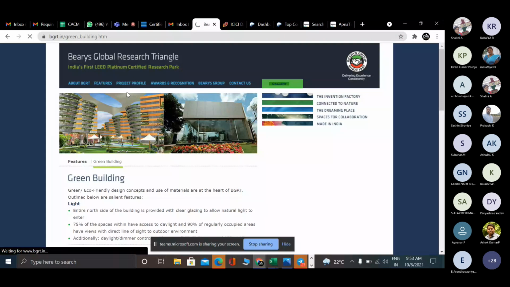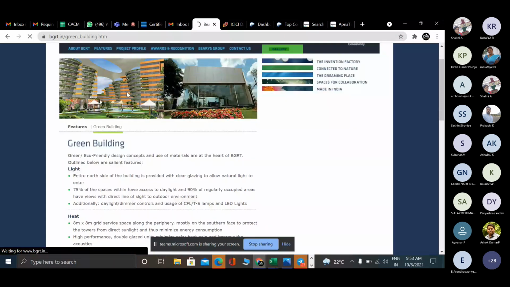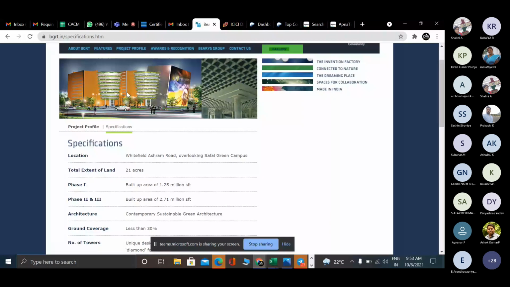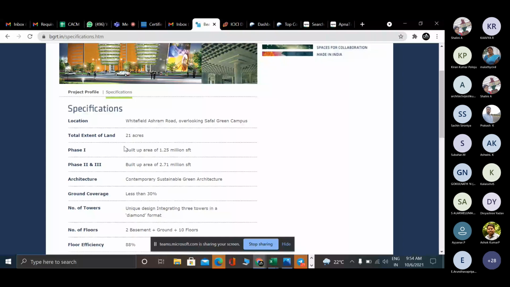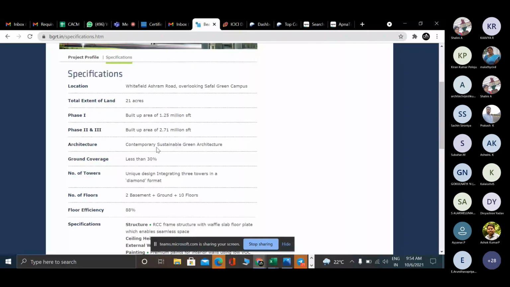See, this is the image of that particular project. You can see it is an IT building, and it is situated in Whitefield. The total land extent is around 21 acres, and phase one is about 1.25 million square feet, and phase two is 2.71 million square feet. And the architecture is sustainable green architecture, and ground coverage here you can see is less than 30%.